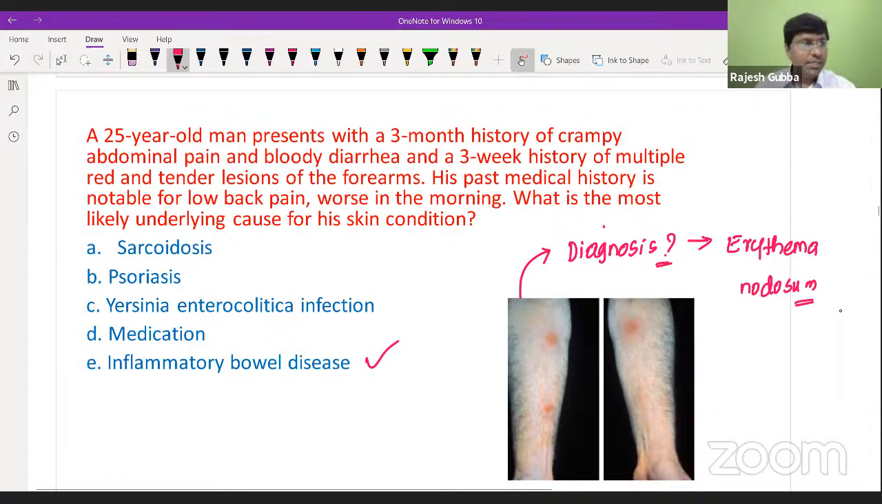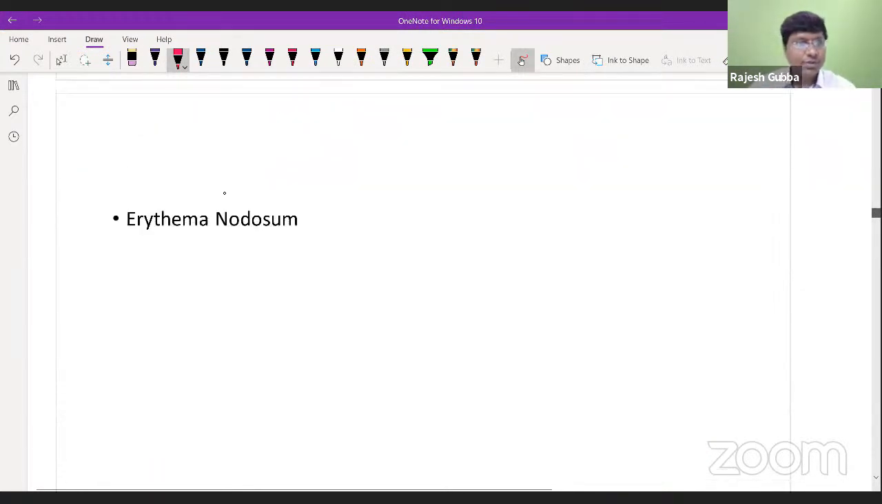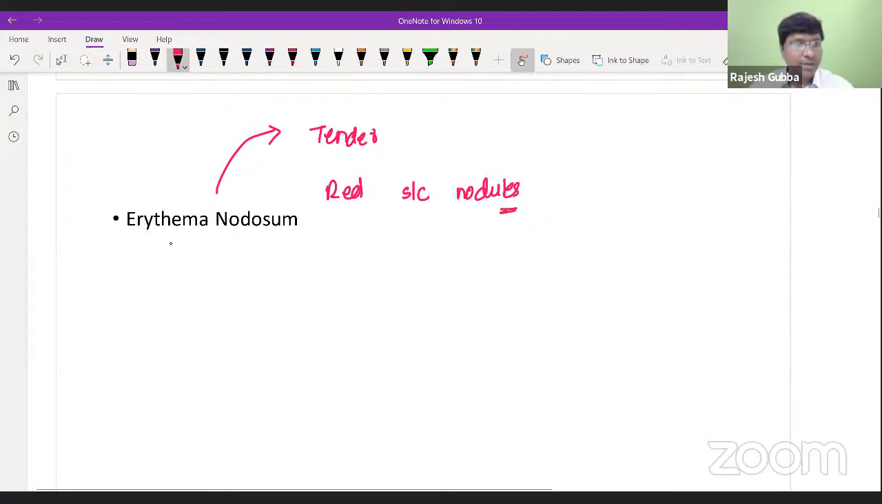Now what is this particular Erythema Nodosum? Let me explain. Erythema Nodosum is a tender, red, subcutaneous nodule. And where is it commonly seen? It is very commonly seen over the pretibial areas, and it is also seen over the upper limbs in the flexor compartment.